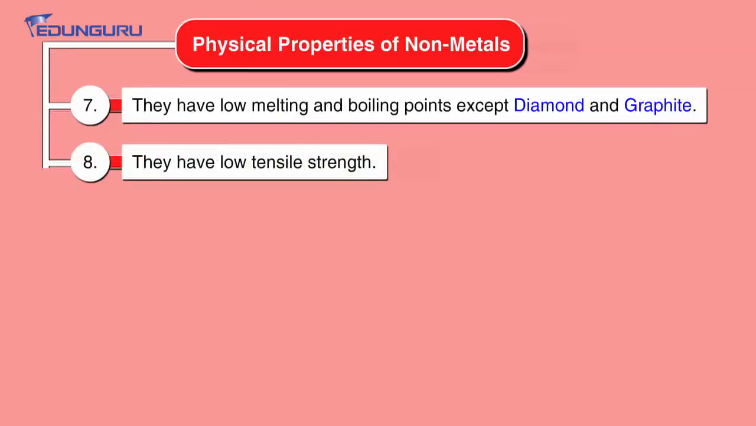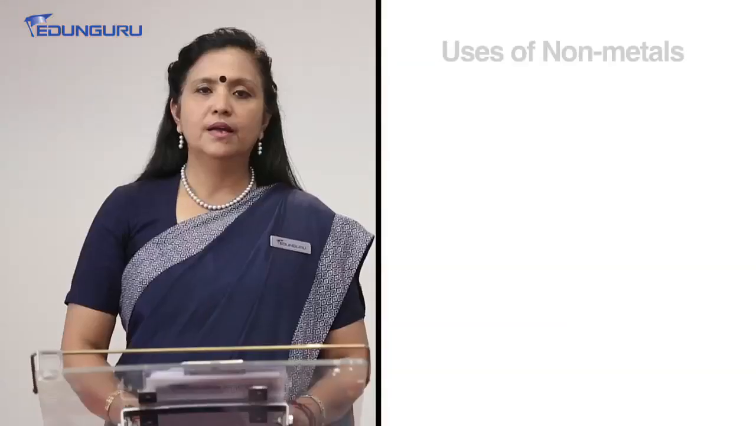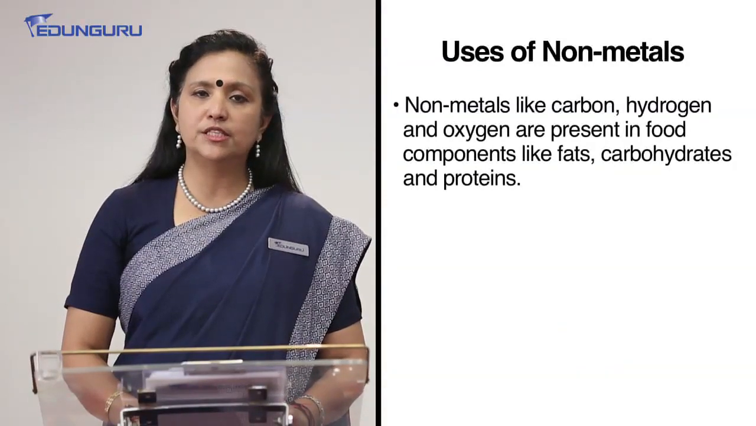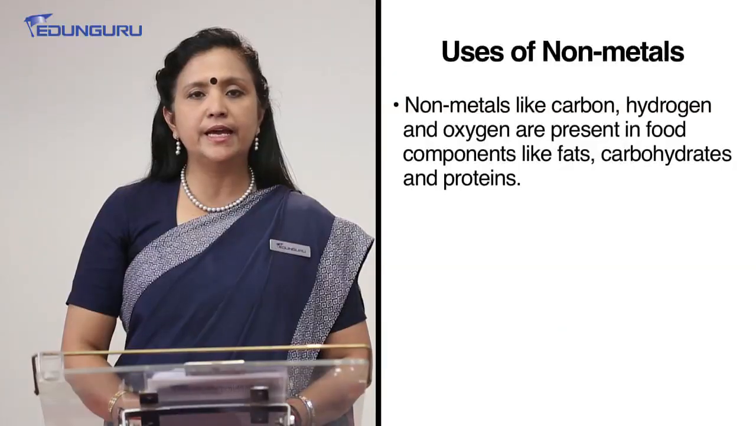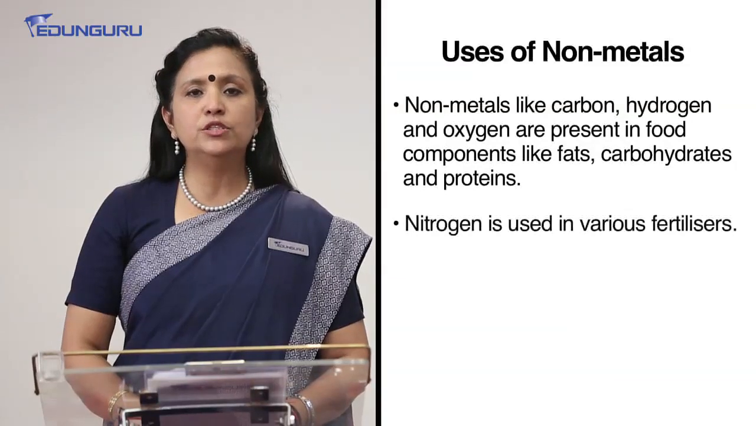They have low tensile strength. Mainly, non-metals are found as gas or solid. Exception is bromine, which is found as a liquid. Let us see the uses of non-metals. Non-metals like carbon, hydrogen and oxygen are present in food components like fats, carbohydrates and proteins. Nitrogen is used in various fertilizers. When we divide elements on the basis of their physical properties, there are many exceptions. So we will discuss a few of the exceptions now.